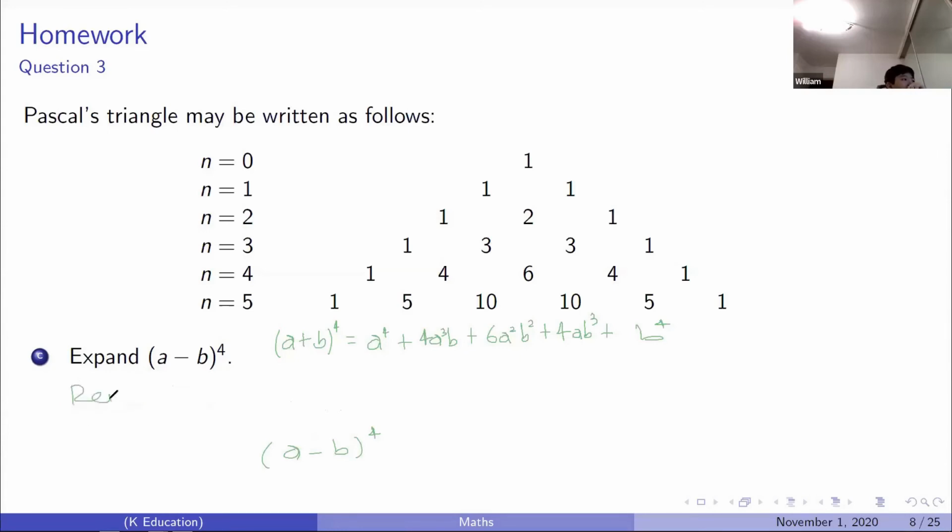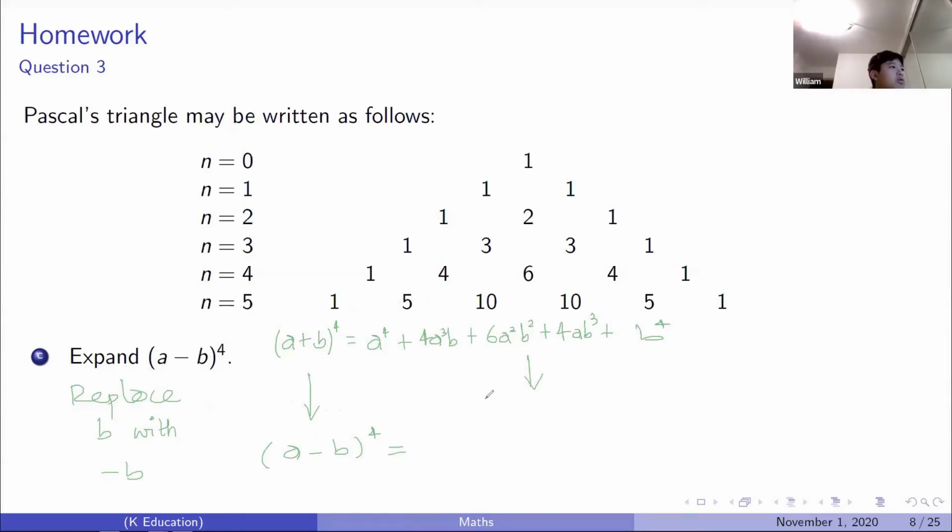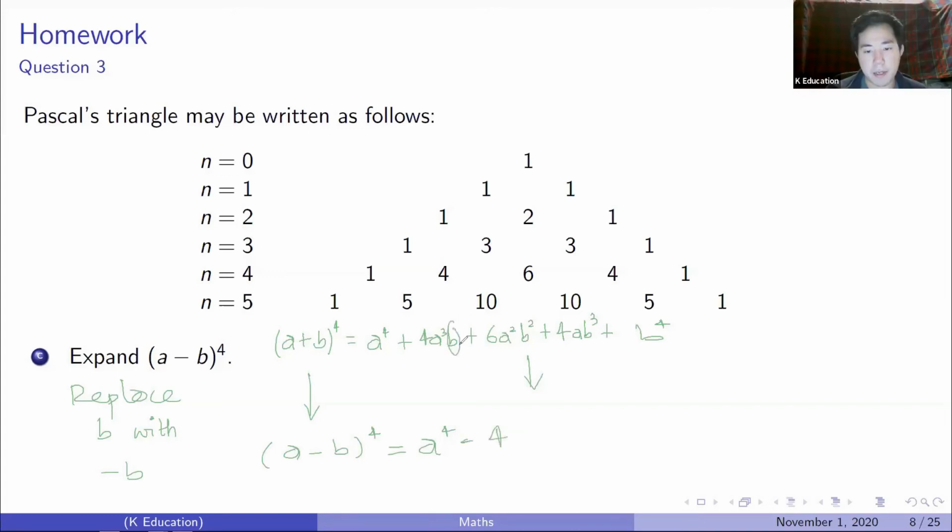In order to convert the left-hand side from (a + b) to (a - b), I need to replace b with minus b. And because the left-hand side is equal to the right-hand side, I have to do the same on the right-hand side. So what are my terms going to be? It's still a to the power of 4. Yes, that's unchanged. And then next is it minus 4a cubed b? Yeah, because this plus b becomes a negative b. So minus 4a cubed b.